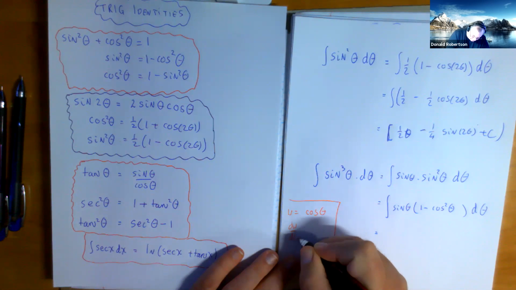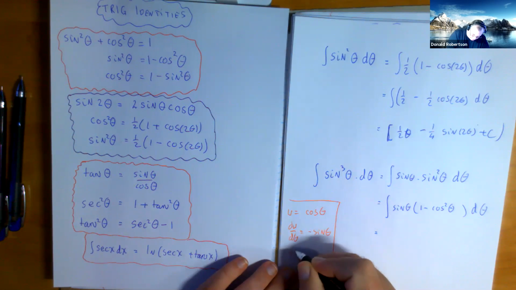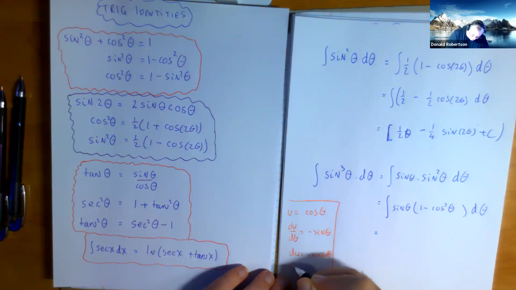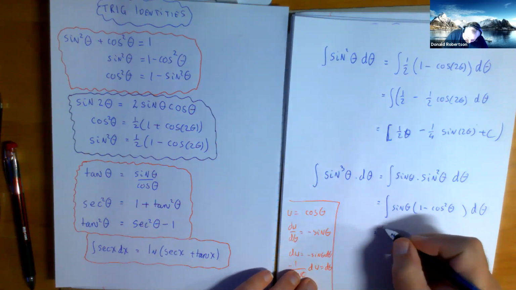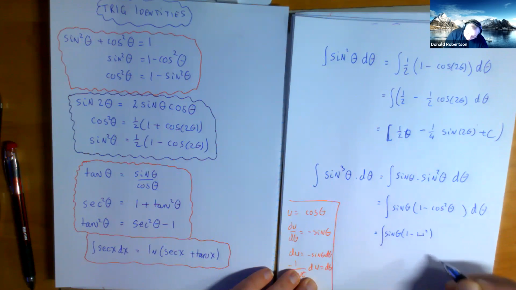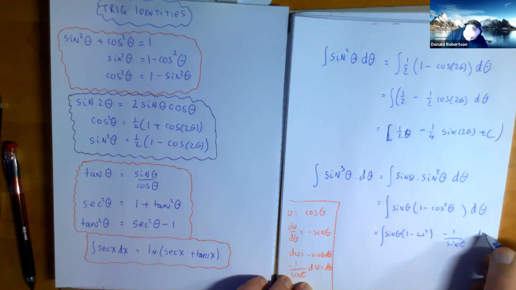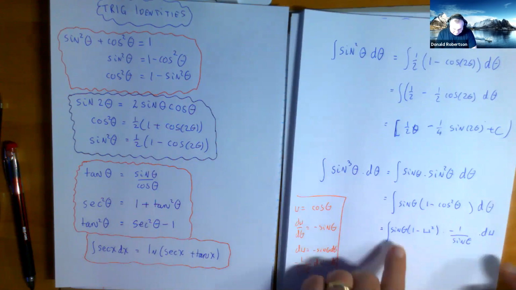Now, if you differentiate this with respect to theta, you get a negative sign. You then do the crossover. And then you isolate. So it's now time for me to go over here. And what do we have? We have sine theta, a 1 minus u squared, a negative 1 over sine theta, du. And just like you said, do you see the signs cancelling out?